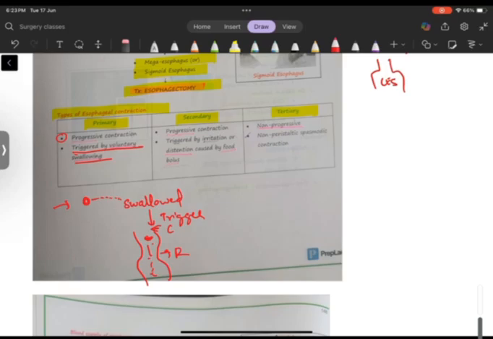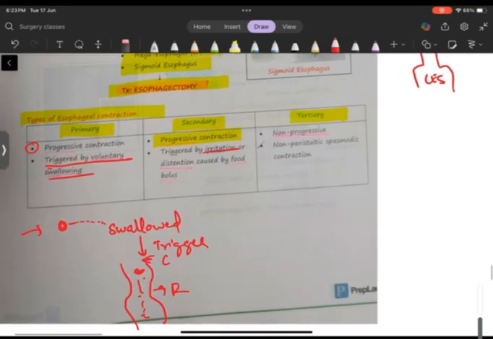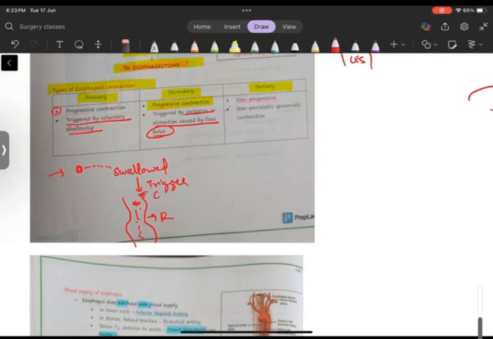Secondary contraction, it is also a progressive contraction, but here it is triggered by irritation or distension caused by the food bolus. So whatever this food bolus is there, this will distend this esophagus. So now imagine like this. So here is food bolus. Because of this distension, there will be secondary contraction. Okay, tertiary contraction means, it is non-progressive and it is non-peristaltic spasmodic.